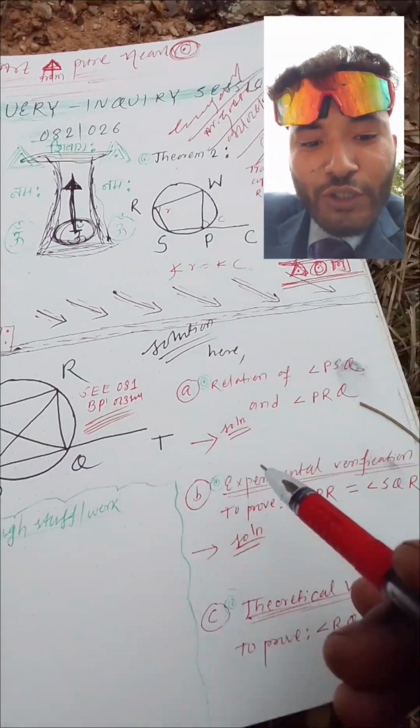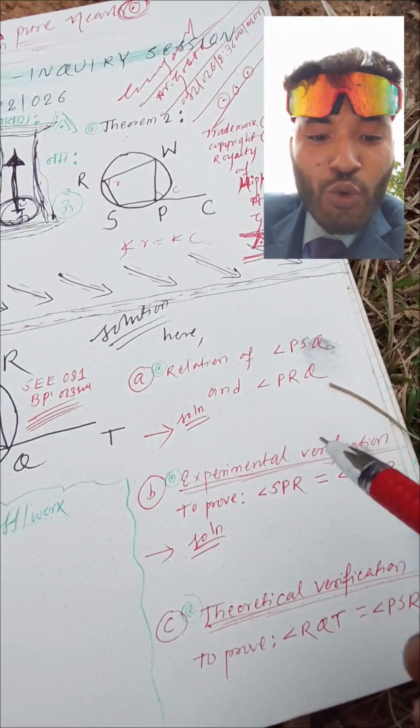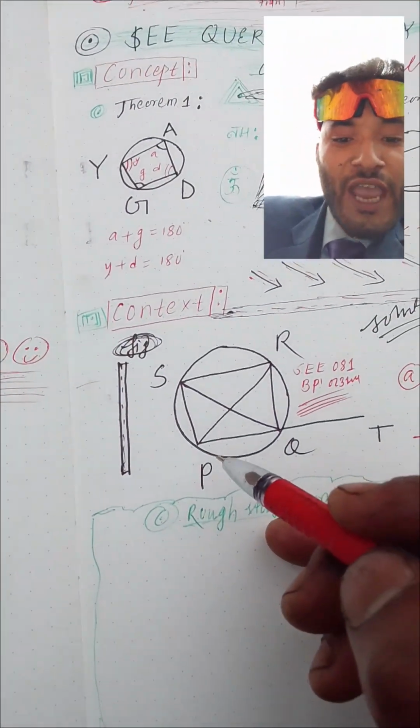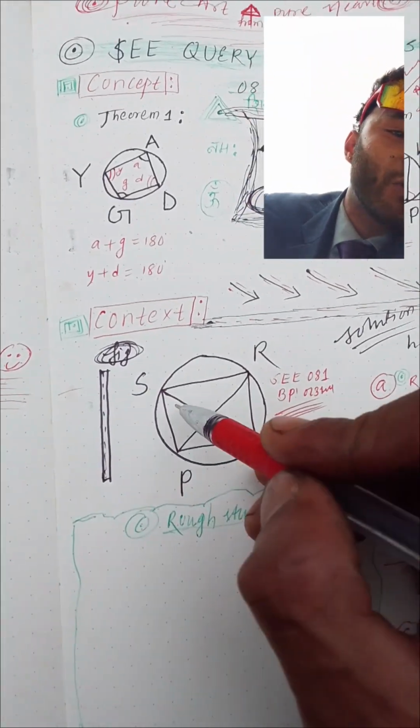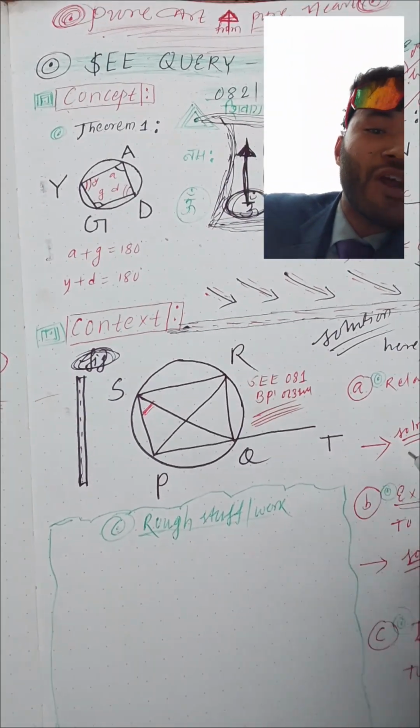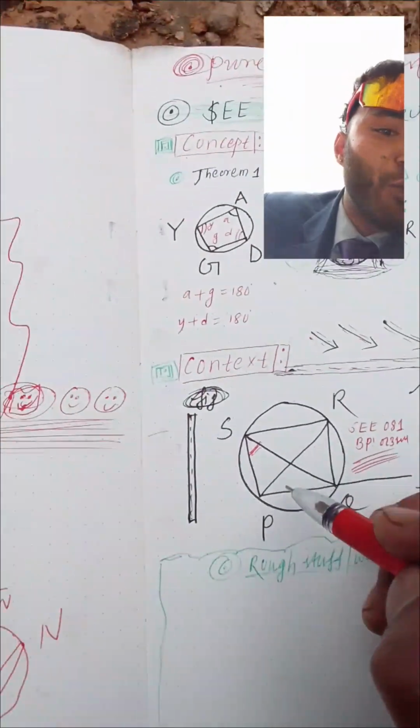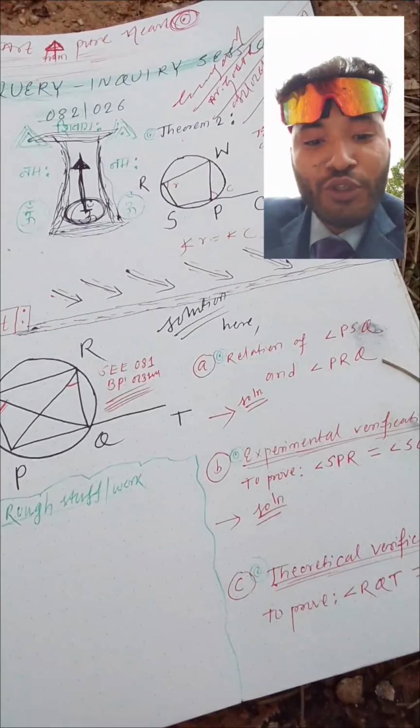The first question is the relation between angle PSQ and angle PRQ. Let us see. This is angle PSQ. And the other angle is angle PRQ. So what is the relation between them?